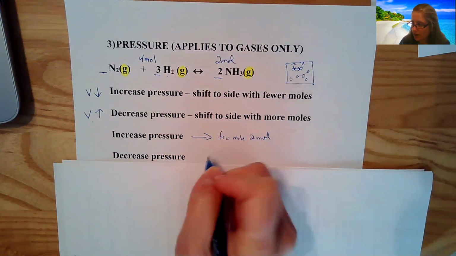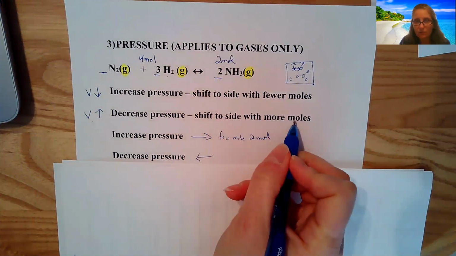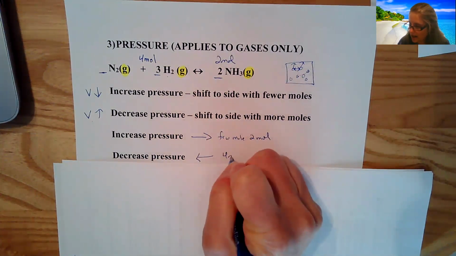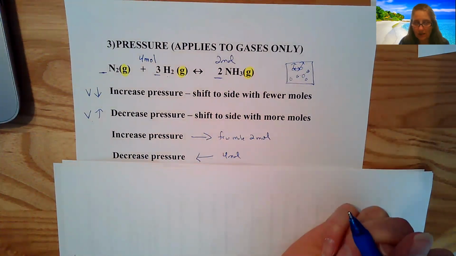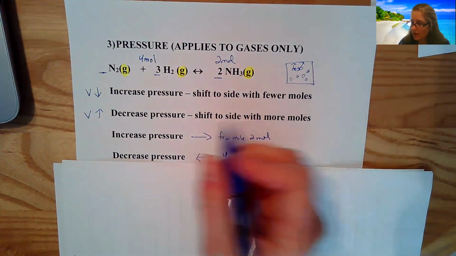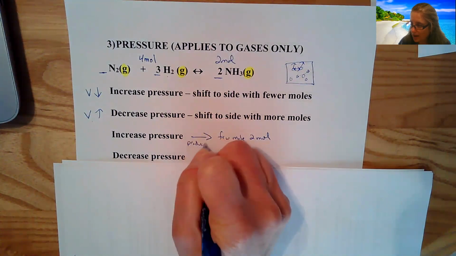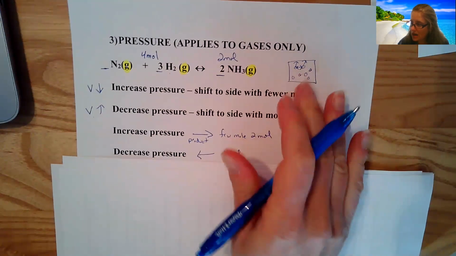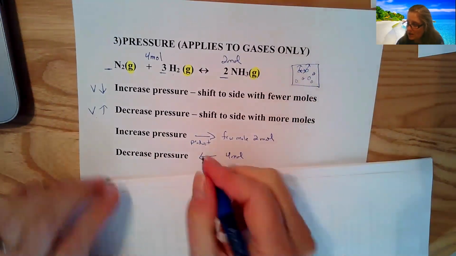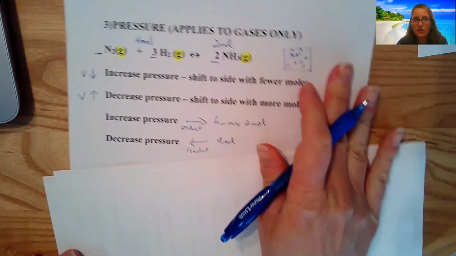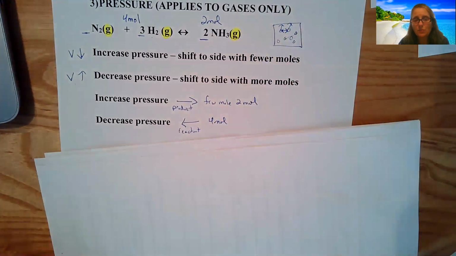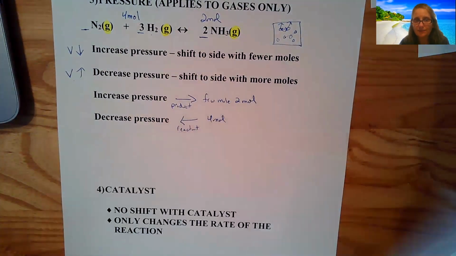If I decrease pressure, I'm going to shift it to the side with more moles. Well, how many moles do I have on the left? I have 4 moles, so it's going to shift to that side. So increasing pressure means I'm going to make more product, I'm going to make more NH3. If I decrease the pressure, I'm going to make more reactant. So it means all the same thing. It's either left or right. Right is always product, left is always reactant.